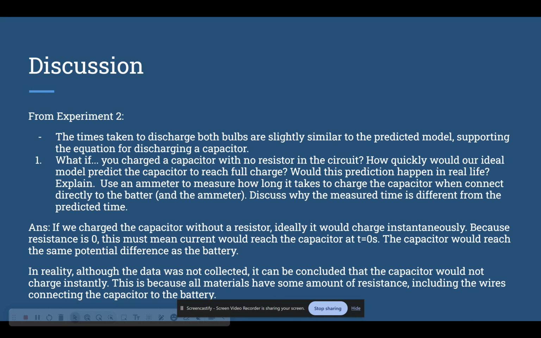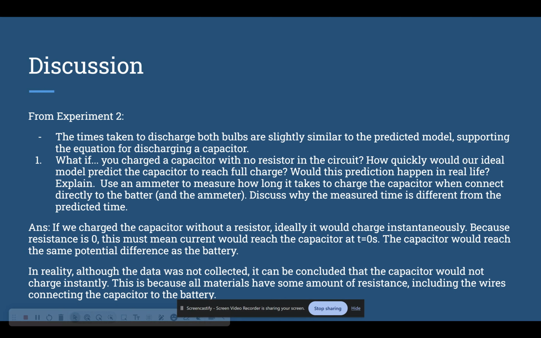So the times taken to discharge both bulbs are slightly similar to the predicted model, and that supports the equation for discharging a capacitor. So what if we charge the capacitor with no resistor in the circuit? And how quickly would our ideal model predict the capacitor to reach full charge? And would this prediction happen in real life?